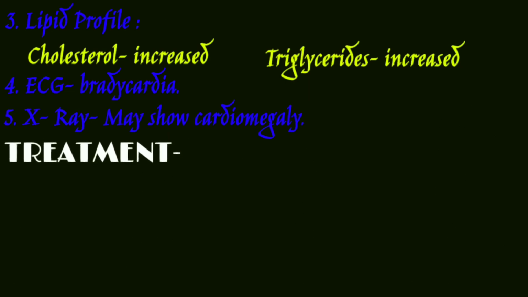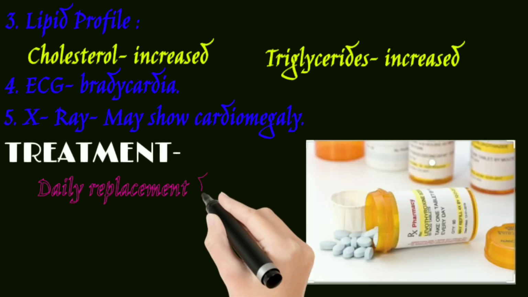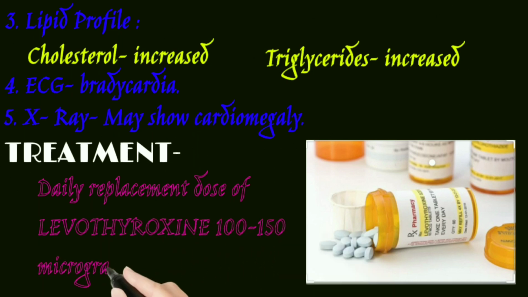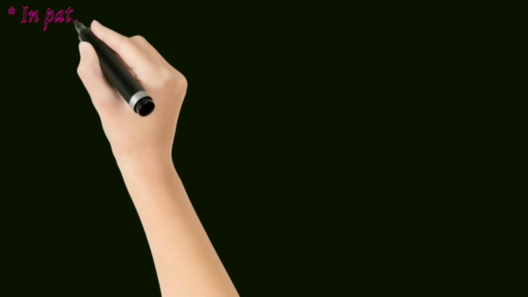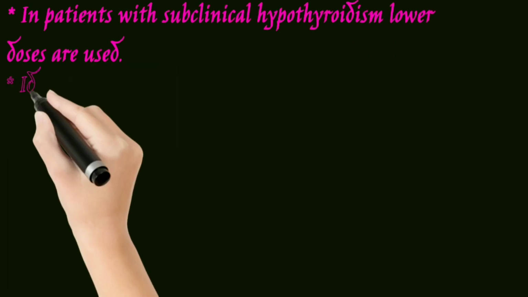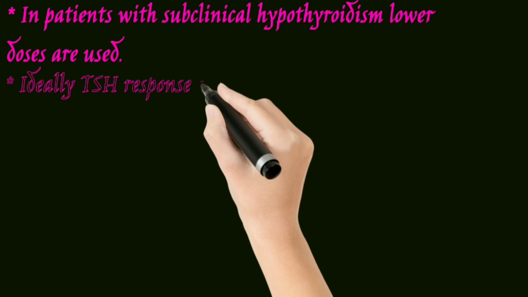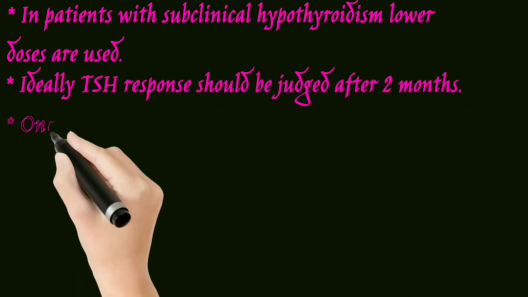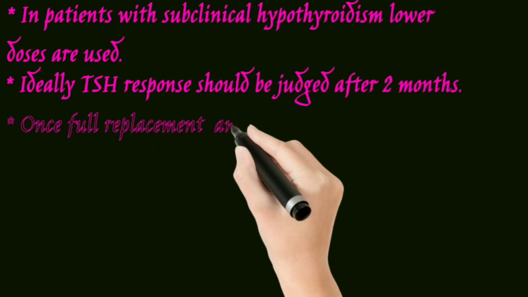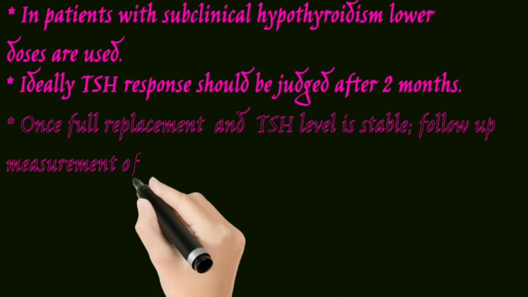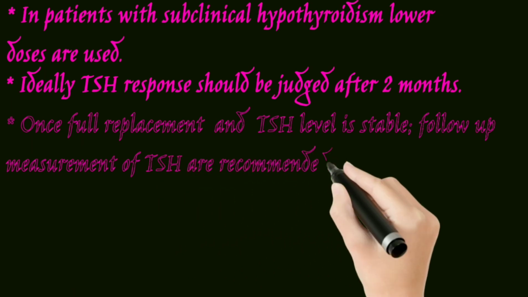Number 1, daily replacement dose of levothyroxine in a dose of 100 to 150 micrograms. In patients with subclinical hypothyroidism, lower doses are used. Ideally, TSH response should be judged after 2 months. Once after full replacement and TSH level is stable, follow-up measurement of TSH is recommended yearly.